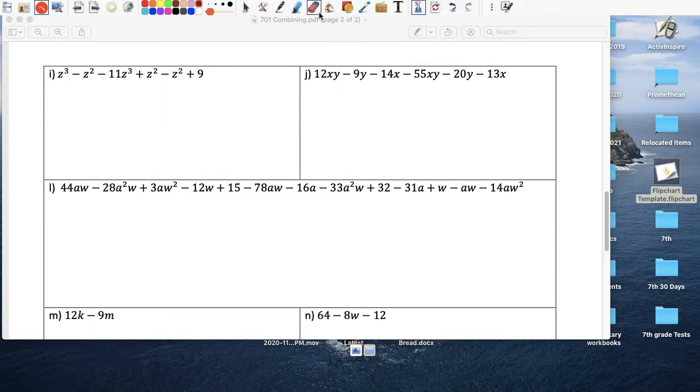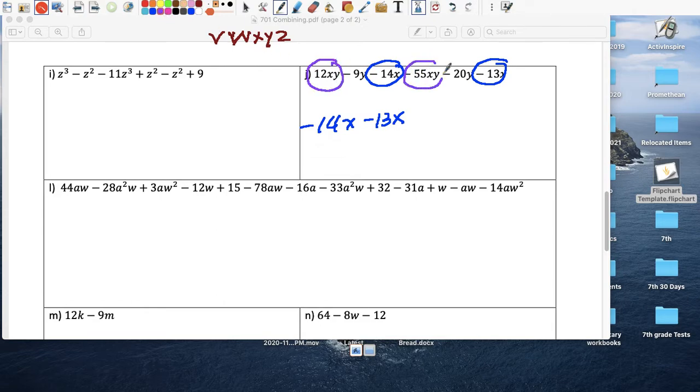This one, so let's start, if you go by alphabet, you get V, W, X, Y, Z, that's your alphabet. So look here alphabetically, V, W, we're doing X's first. So let's circle everything that has an X, and just an X. So negative 14x, minus 13x, and then we'll do xy. Plus 12xy minus 55xy, so plus 12xy minus 55xy.